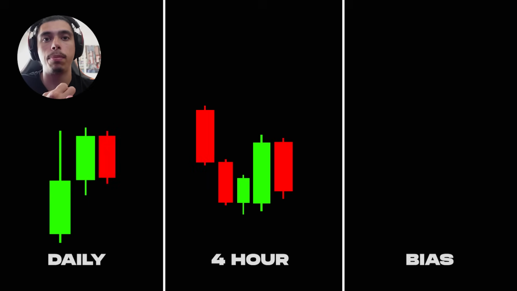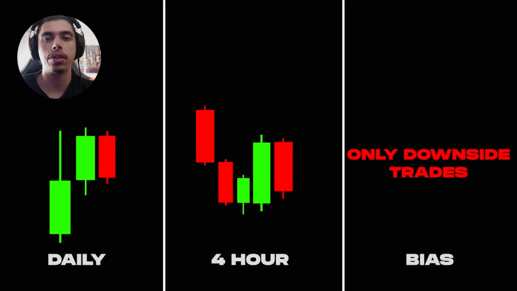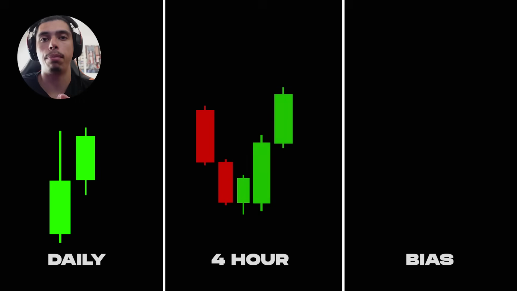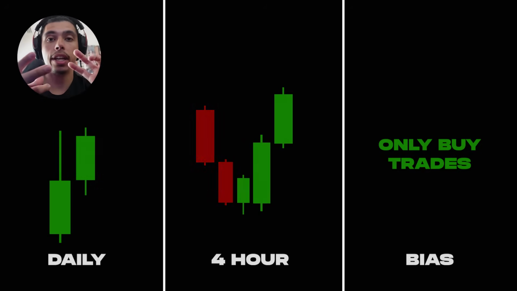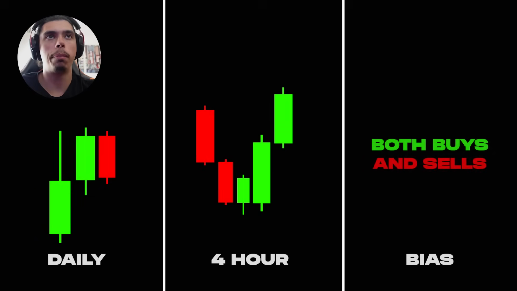What do I mean? If previous daily closes bearish and previous 4-hour closes bearish, you're only looking for selling breakouts. If previous daily closes bullish and previous 4-hour closes bullish, you're only looking for bullish breakouts. If they close opposite, you can look for both bullish and bearish.